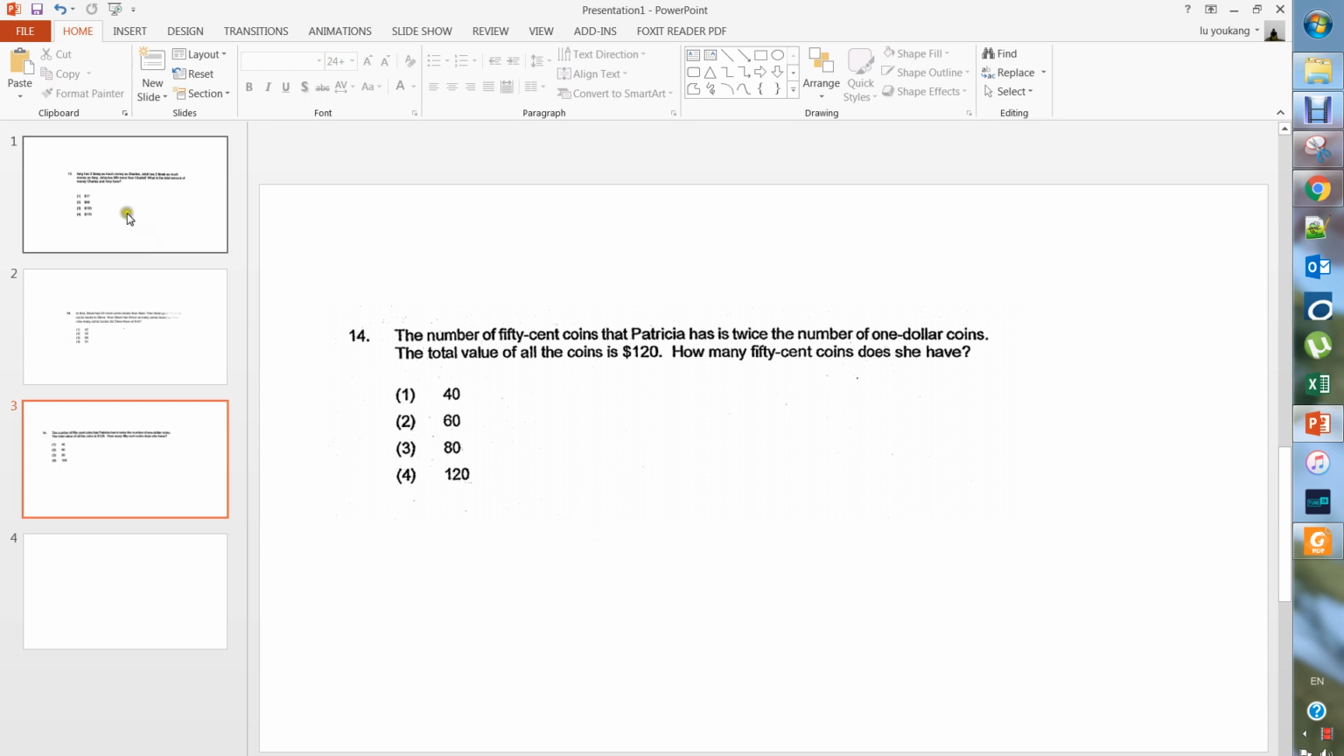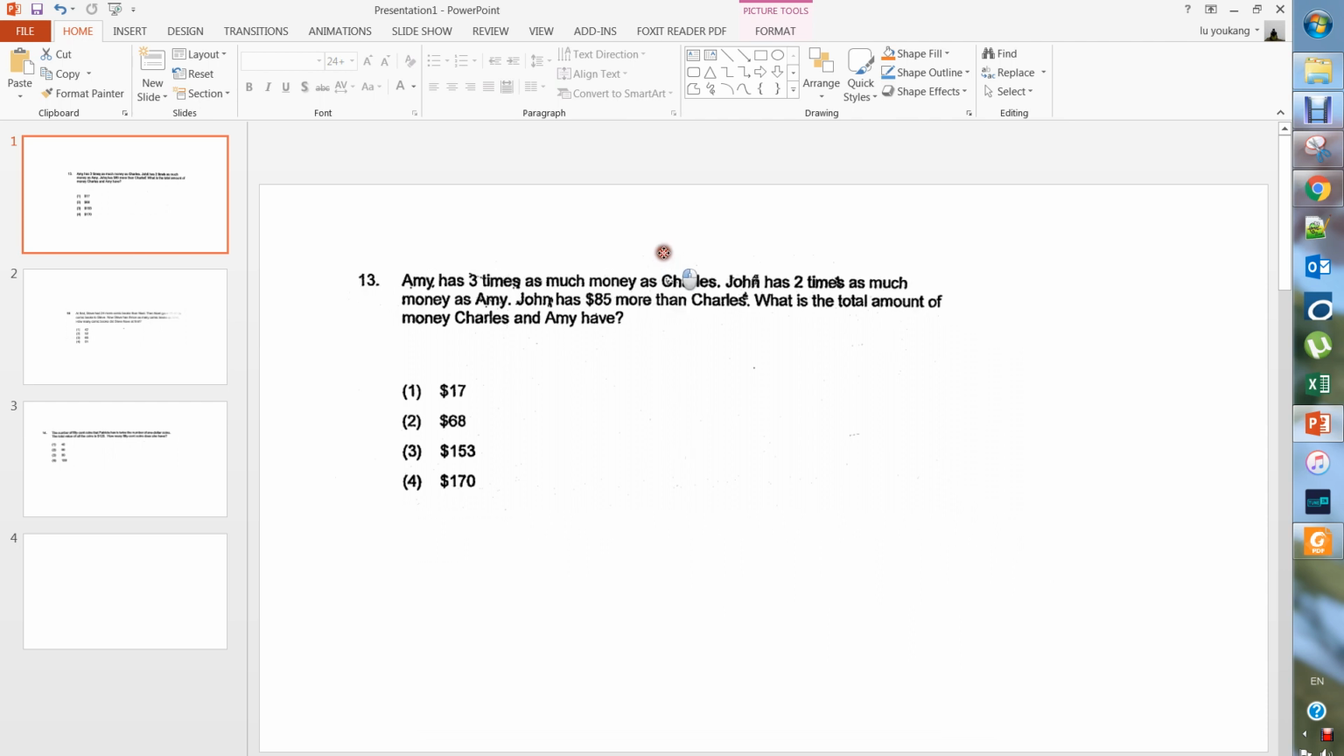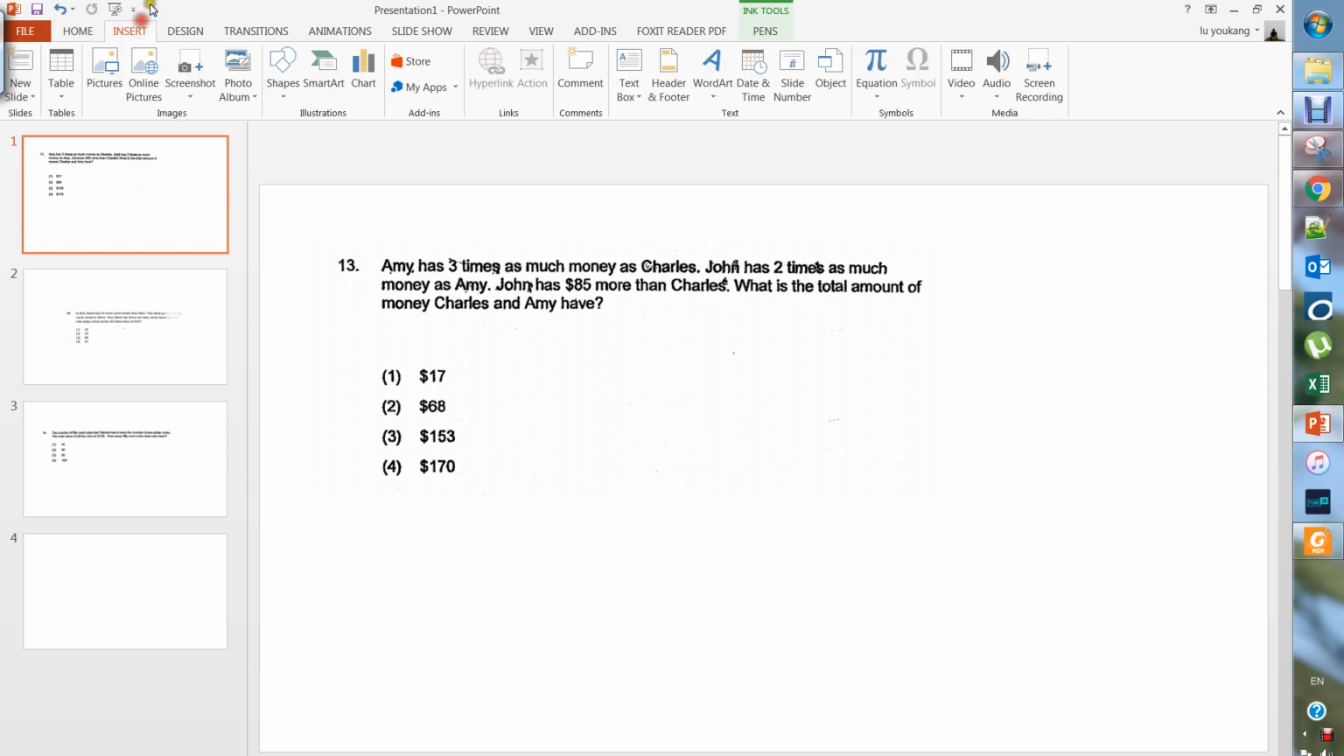Just now we talked about questions involving algebra. So now we will take a look at this question. Whenever it comes to money, let's look at it.